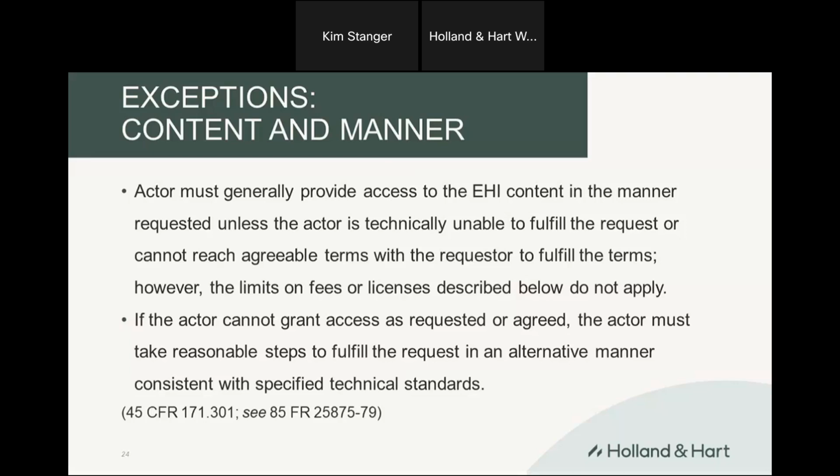If the actor cannot grant access as requested or agreed, the actor must take reasonable steps to fulfill the request in an alternative manner consistent with specified technical standards. So it doesn't necessarily say, well, it's too difficult for us, or I can't provide it in the content or manner. You've got to take reasonable steps to see if there's a way that you can provide it. But if you cannot, under the particular circumstances, then you may rely on this content and manner exception to provide the information in an alternative manner.